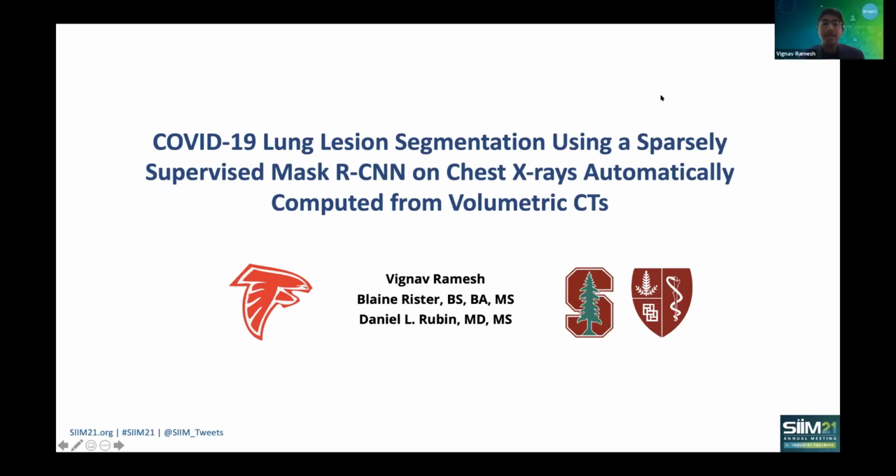Hi, everyone. My name is Vignapamesh, and today I'll be presenting my work with Blaine Rister and Danielle Rubin on COVID-19 lung lesion segmentation using a sparsely supervised mask RCNN on chest X-rays automatically computed from volumetric CTs.